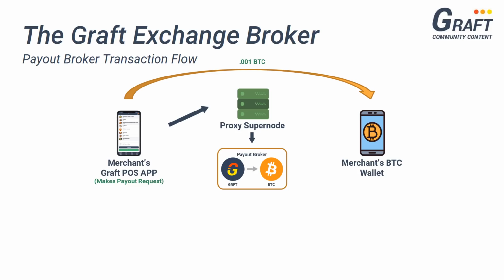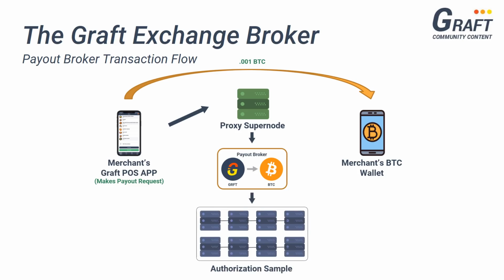Once the payout broker has been selected, the authorization sample will then quickly generate a bond transaction from the merchant in Graft equal to the amount of payout that is requested by the merchant in Bitcoin. The Graft bond will also include the payout broker's fee of 0.25% and the authorization sample fee of 0.5%, which are both charged to the merchant. Once the Graft bond has been put on hold, the payout broker will then send a Bitcoin transaction to the merchant equal to the amount of Graft that has been placed on hold from the merchant, minus the fees.